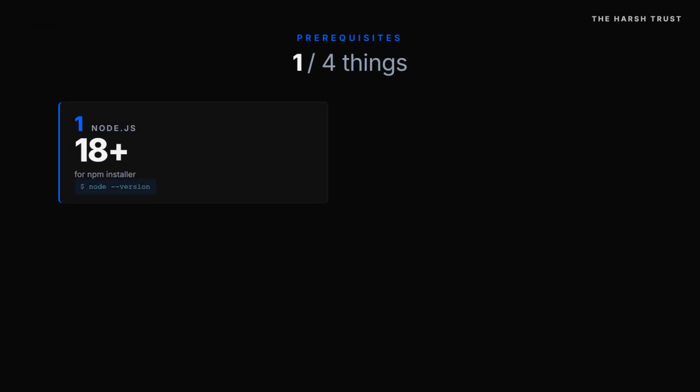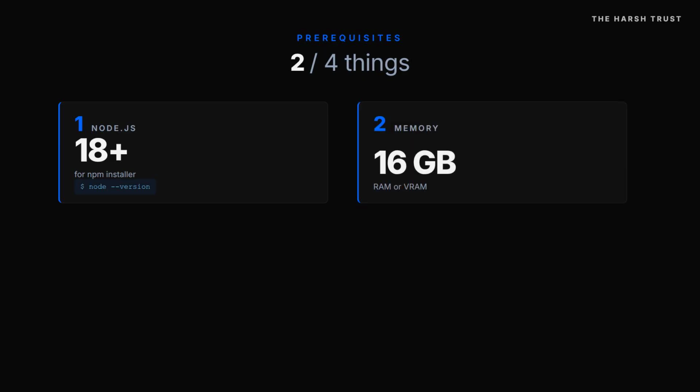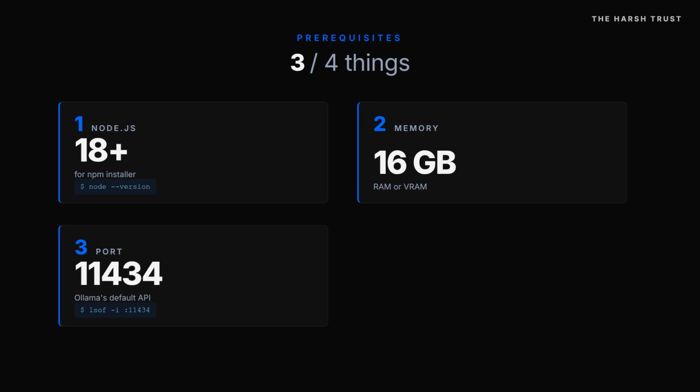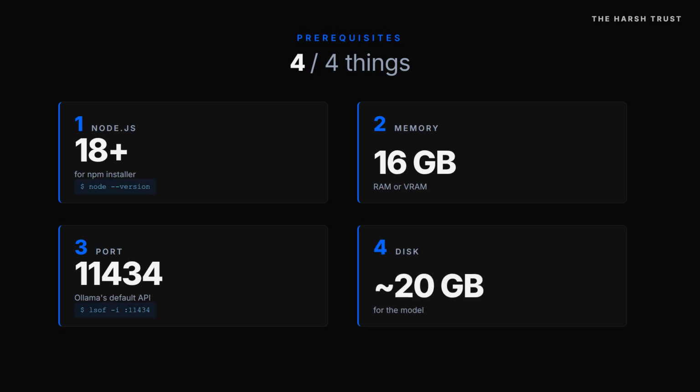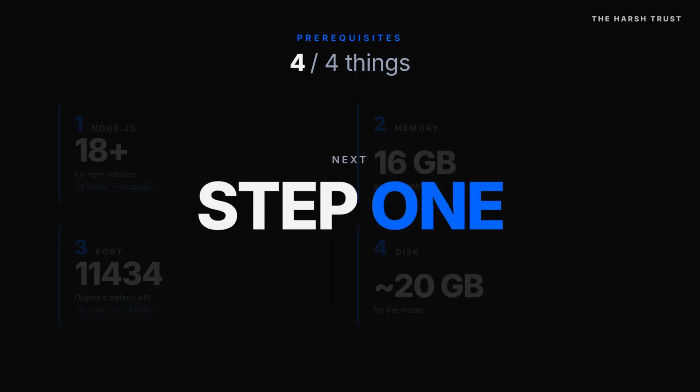Prerequisites. 4 things. 1. Node.js 18 or newer if you plan to use the npm installer. Verify with node --version. 2. At least 16 gigabytes of RAM or 16 gigabytes of VRAM if you want decent speed. 3. Port 11434 free. That's Ollama's default API port. Check with lsof -i :11434. 4. Roughly 20 gigabytes of disk space for the model. With those in place, here's step 1.